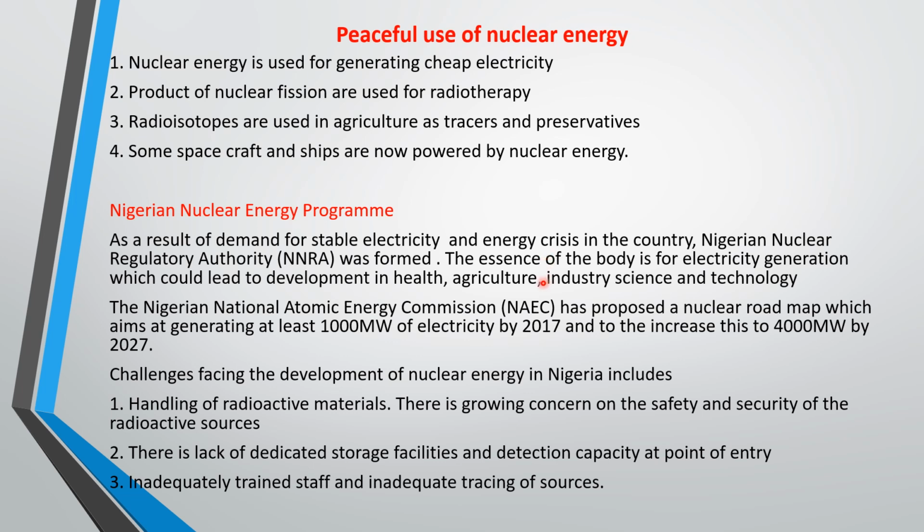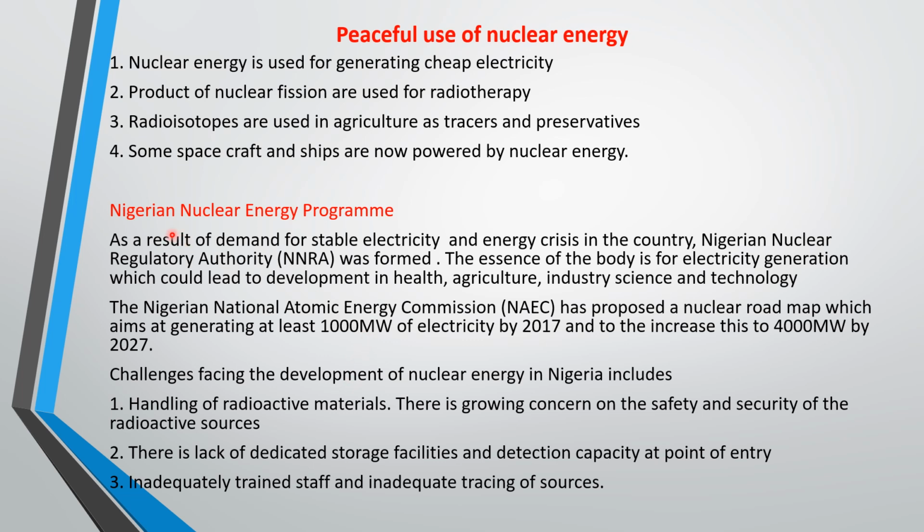Okay, so what are the gains of nuclear energy? One of the gains is that nuclear energy is used for generating cheap electricity. The products of nuclear fission are used for radiotherapy. Then radioisotopes are used in agriculture as tracers and preservatives. Some spacecraft and ships are now powered by nuclear energy. And this is where the world is actually going, the use of nuclear energy.